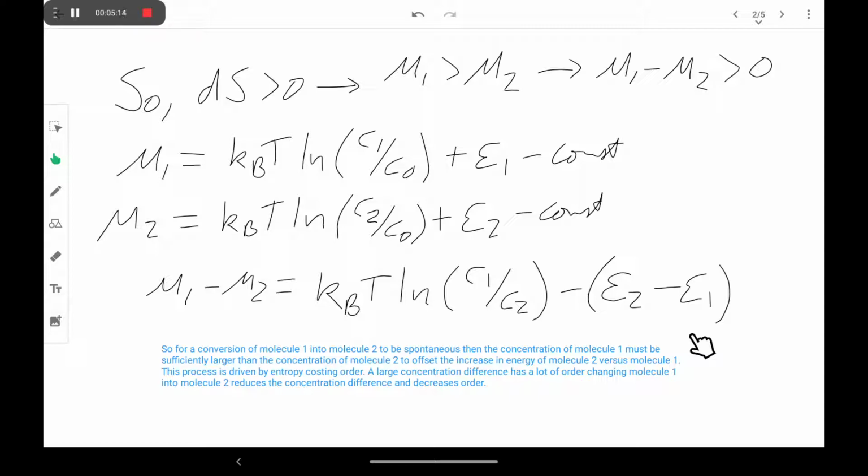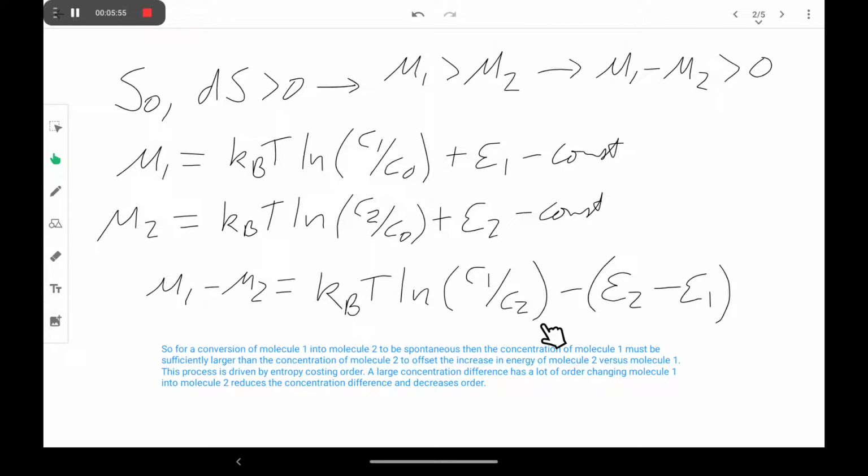But you can also think of it in terms of order. If we have a lot more of C1 than we have C2, that's a big difference, and that's a big organization. There's order to that difference. If these are much closer to each other, there's less order in that. And making C1 lower and C2 higher would mean a lowering of order. So this would be spontaneous in the sense that we have used up some order. That has increased our entropy by making these concentrations closer to the same value.